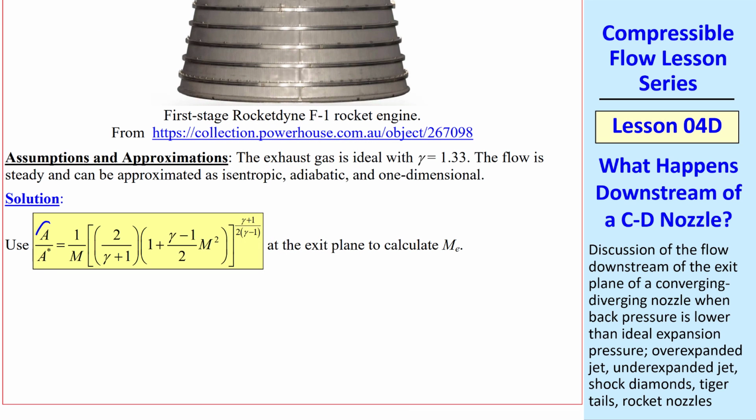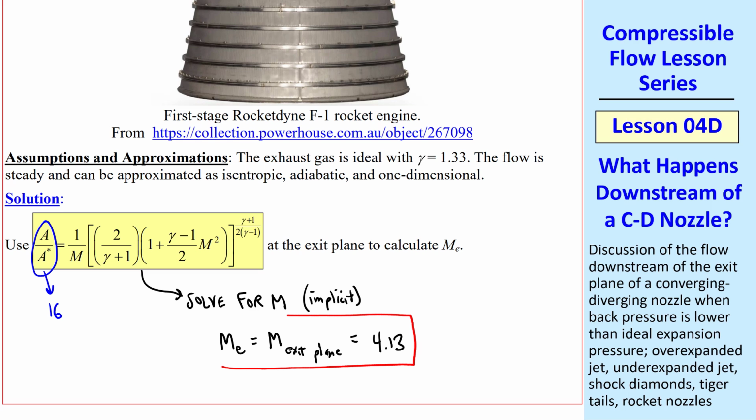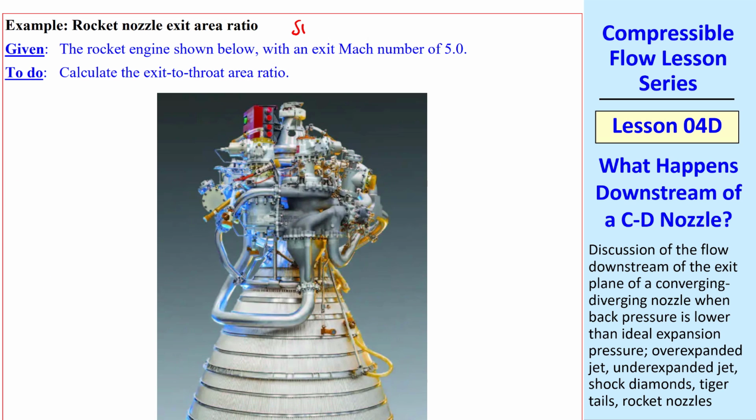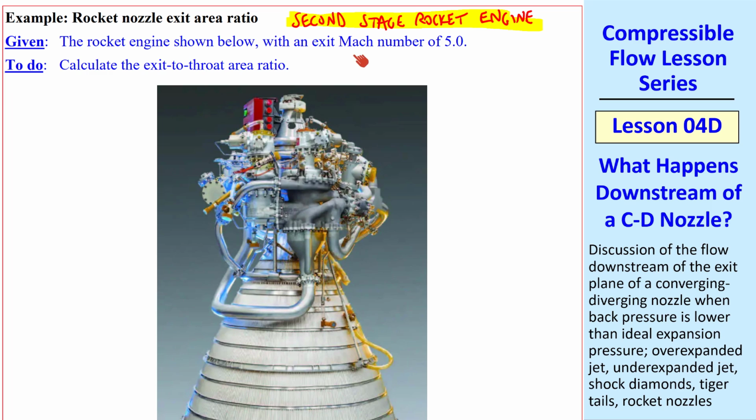Well, this problem is very simple. We know that A over A star is 16 as given, so we solve this equation for M, noting that it is an implicit equation as we've discussed previously, and there are various ways you can do this. Using any method you want, we'll let ME be M at the exit plane. I get 4.13 to 3 significant digits. Now consider a second stage rocket engine. I do the reverse problem here.